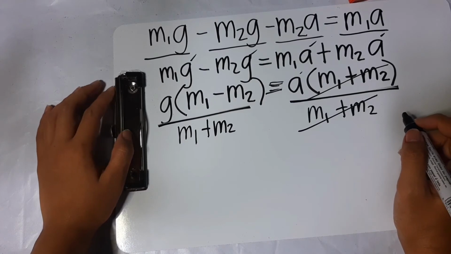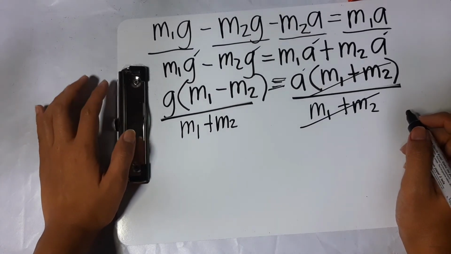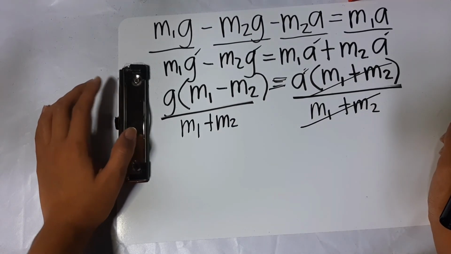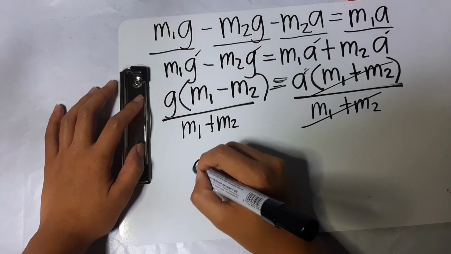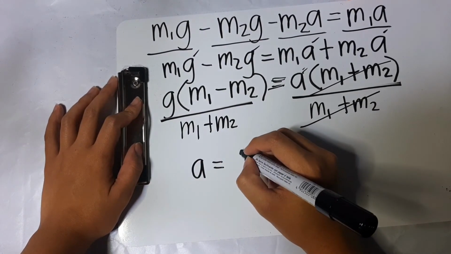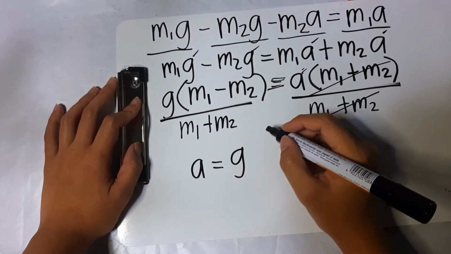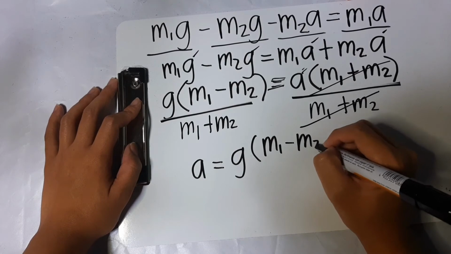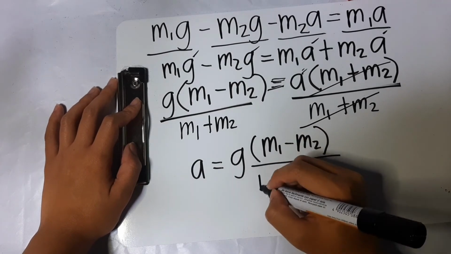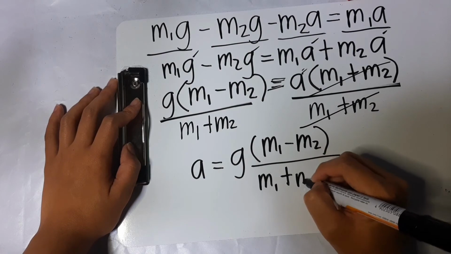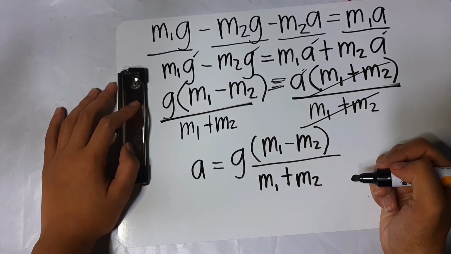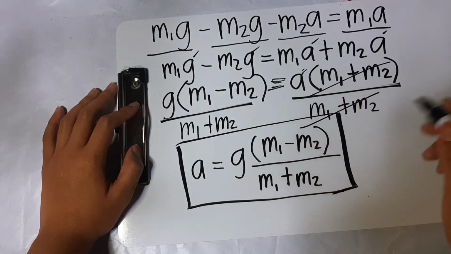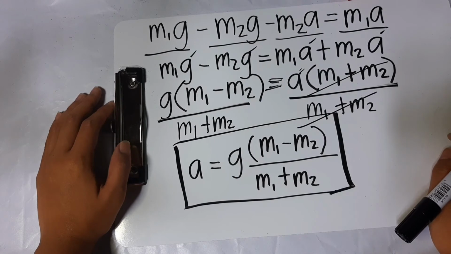So our final formula for acceleration in terms of the Atwood machine is acceleration equals gravity times mass 1 minus mass 2, divided by mass 1 plus mass 2. So this is now the formula of acceleration that we're going to use.